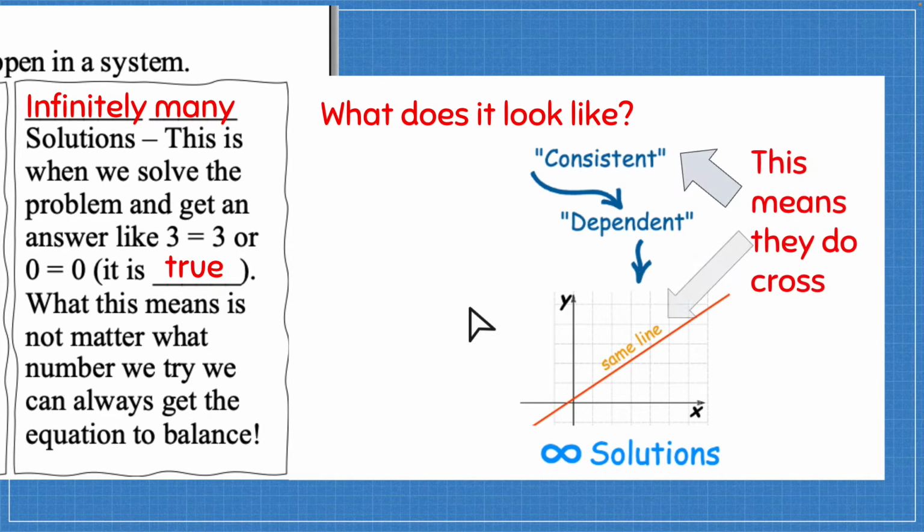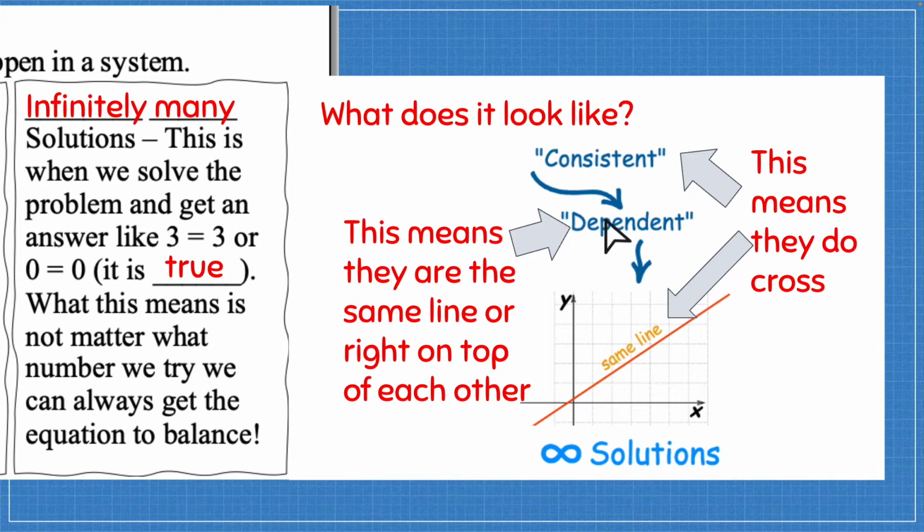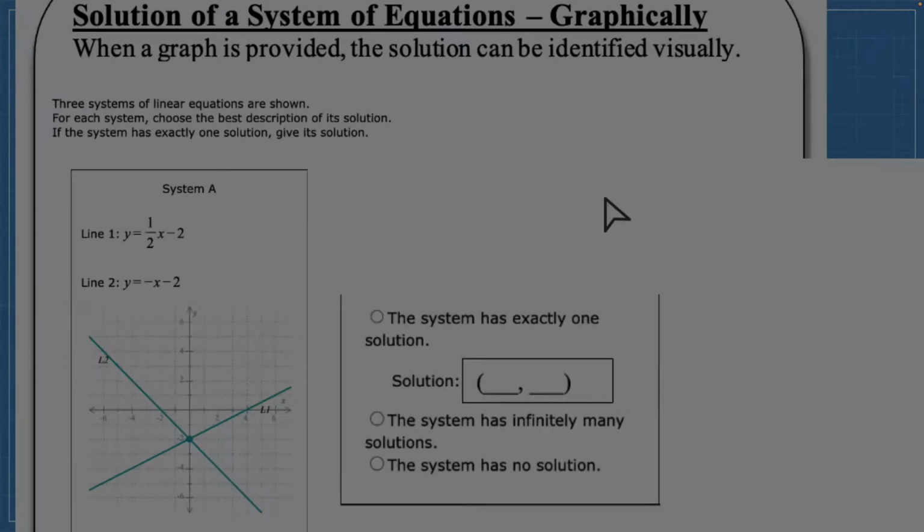All right, so let's go ahead and look at that. We can see this means they do cross, consistent and same line. And then dependent means that they are the same line, or there's one right on top of the other. So you can kind of see that again. All right, so now let's go ahead and practice the problem.